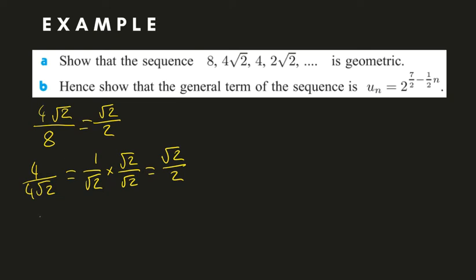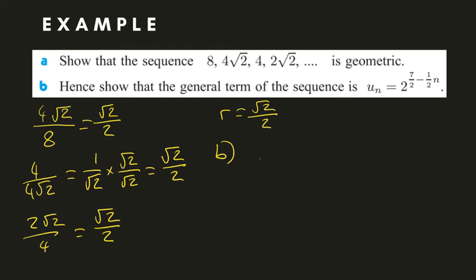And then finally, we've got 2 root 2 over 4. Well, we'll cancel the 2 and the 4 to get root 2 over 2. And yes, we have a geometric sequence because we have that same common ratio. r is root 2 over 2. Okay, part B. Hence, show the general term of this sequence is u_n equal to 2 to the power of 7 over 2 minus a half n. Looks complicated, I'm sure it's not.